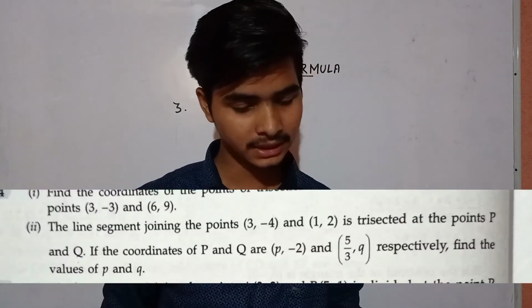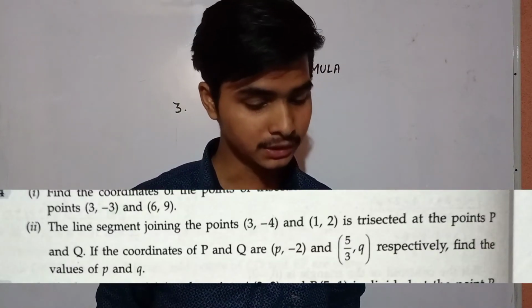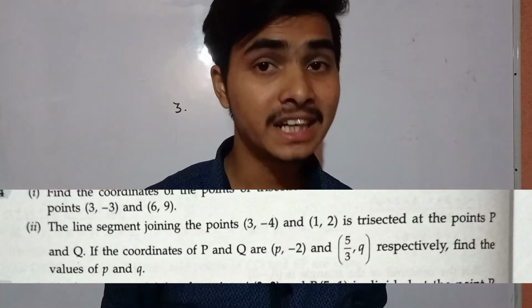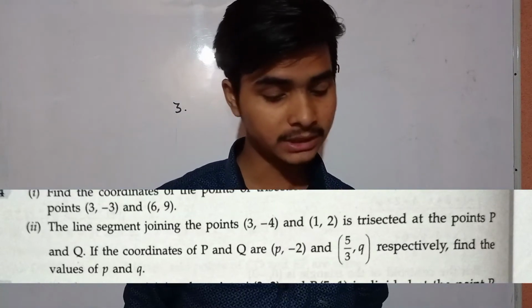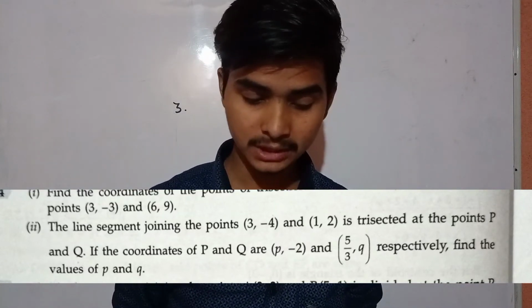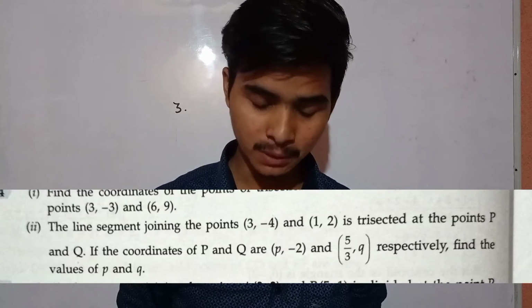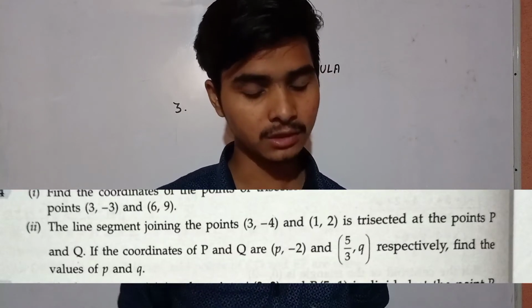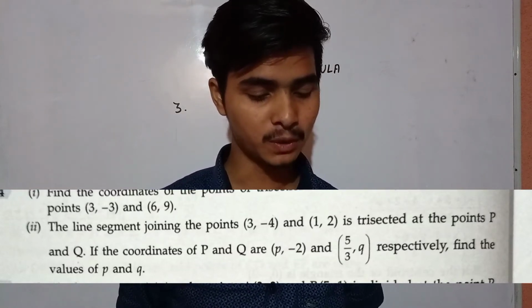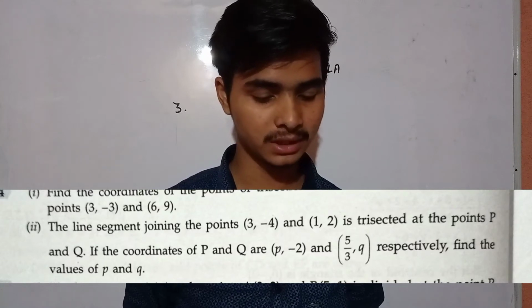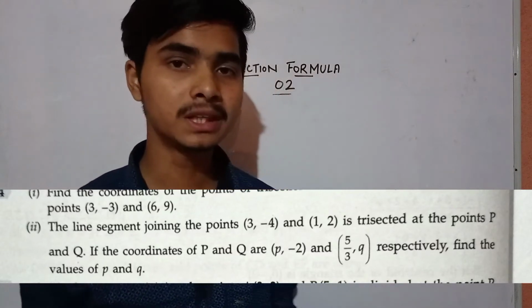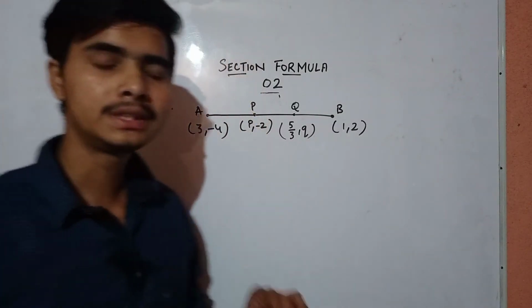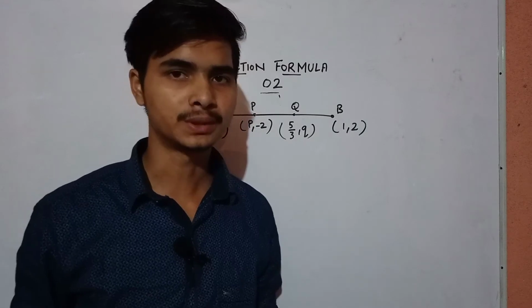The question says that the line segment joining the points 3, -4 and 1, 2 is trisected at the points P and Q. If the coordinates of P and Q are p, -2 and 5 by 3, q respectively, then we have to find the values of p and q. I hope that you might be having very much trouble in this question. Okay, so don't worry, I will solve this here. Okay, so this is the diagram which is required for this question.